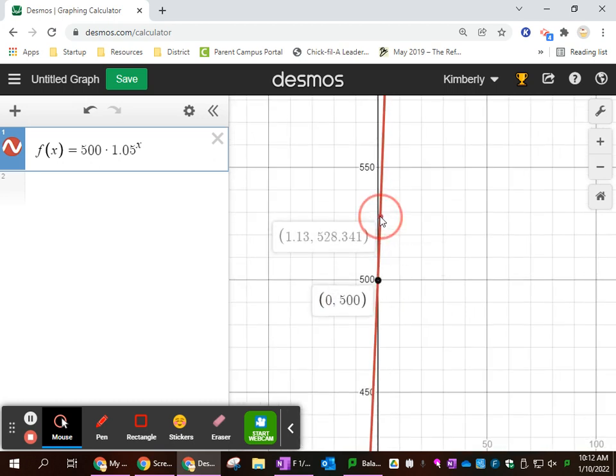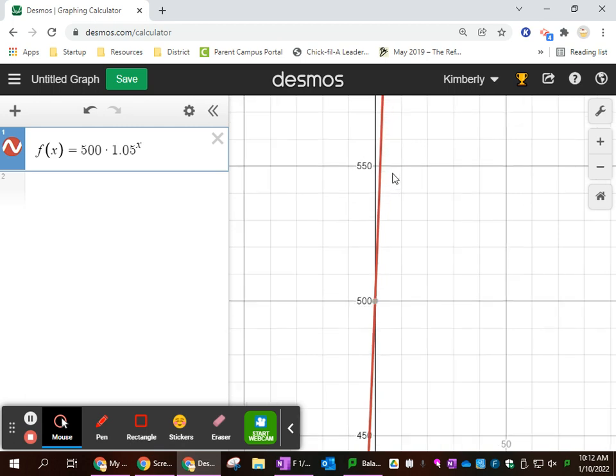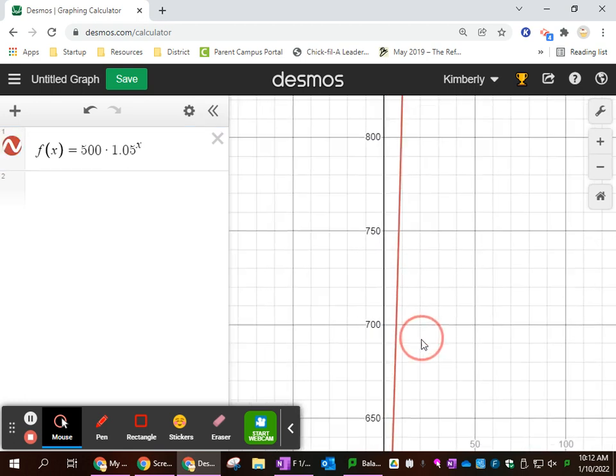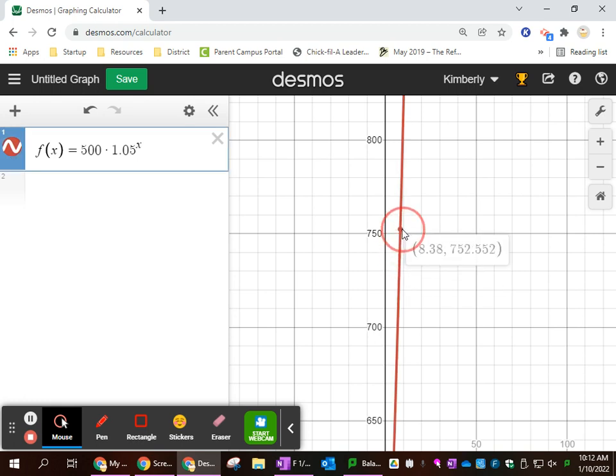Anyway, I'll just do it like this. There we go. So see, this is about 1.13 as far as time. And then let's go until it's above 750. I'm going to have to zoom it up some more, because that y value is the number of school children, and that x value is how long it's taking. There we go. So about how long does it take?